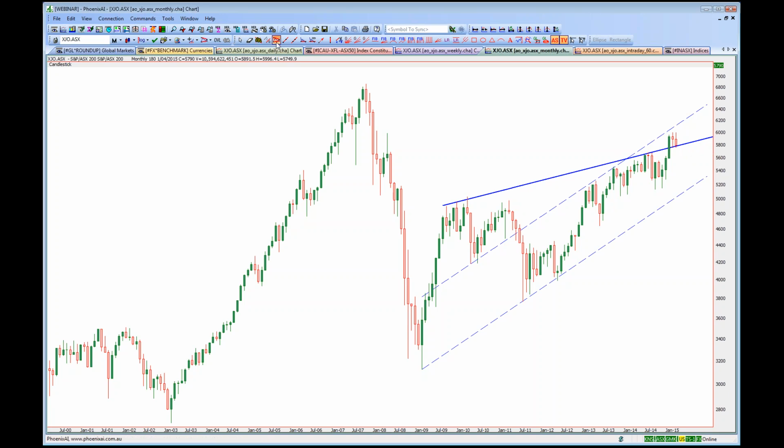Now, if the XJO does go up, well, let's have a look if there's anything potential here. Okay, if I can clone this. Look, what we might do is we might get a flag. Now, at the end of the day, we'll see how it closes tomorrow.